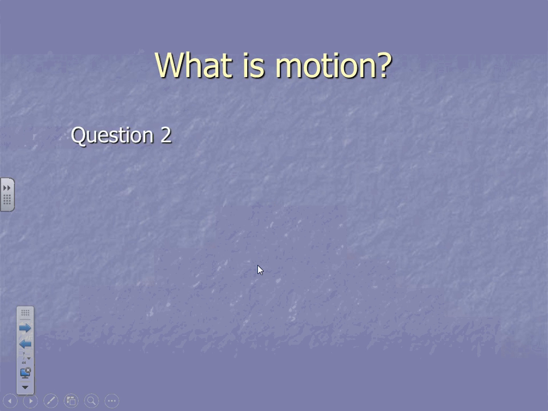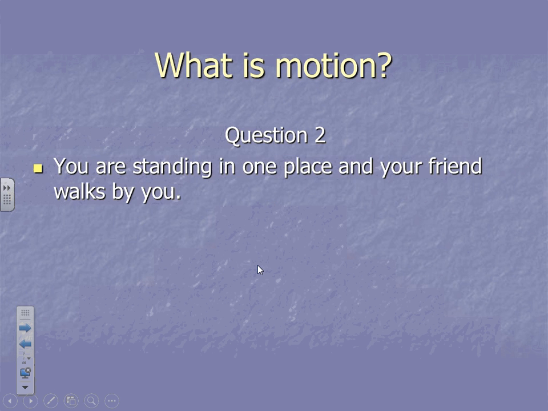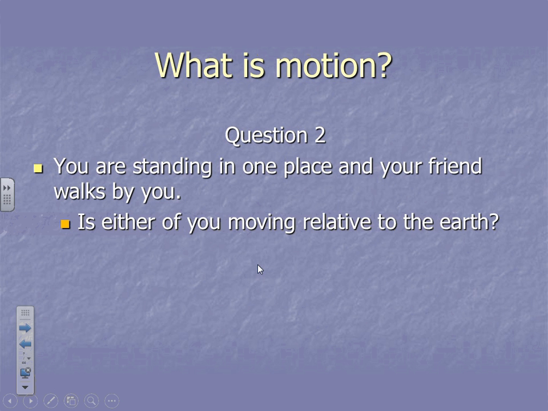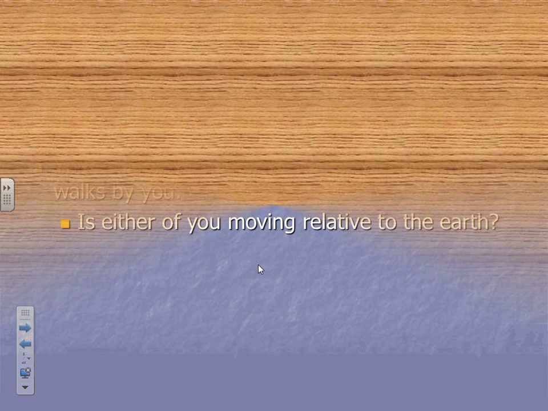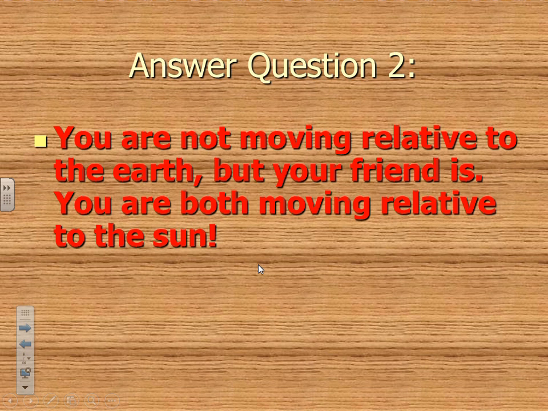Now let's ask the same question a different way. Is either of you moving relative to the Earth? Okay, I'll give you a second to think about that. And of course, the answer is you specifically are not moving relative to the Earth, but your friend is. Now, you are both moving relative to the sun. So that would be another way to think about that question. Since you're standing still on the Earth, you are technically moving relative to the sun.